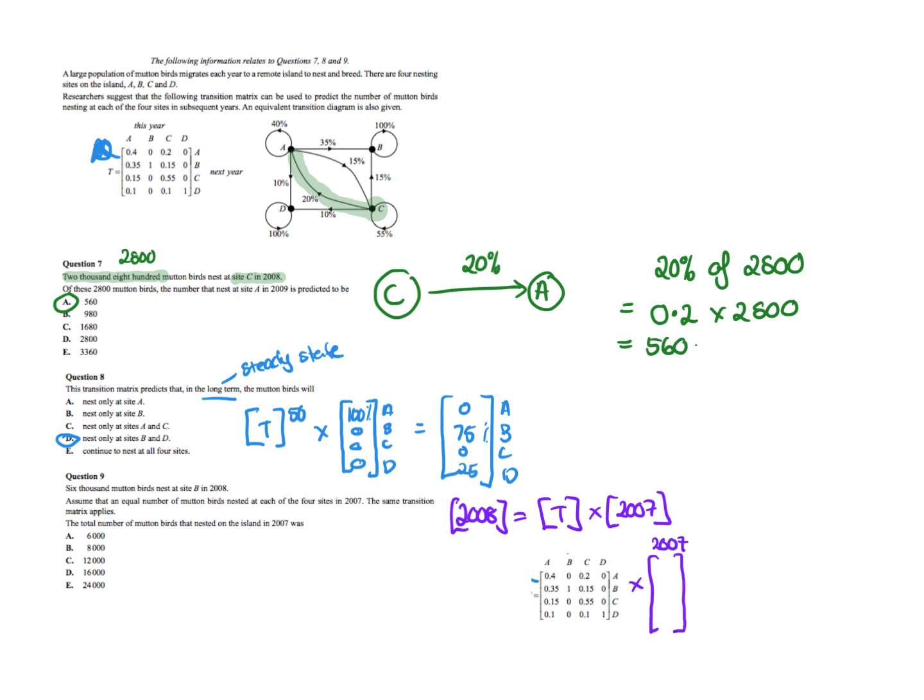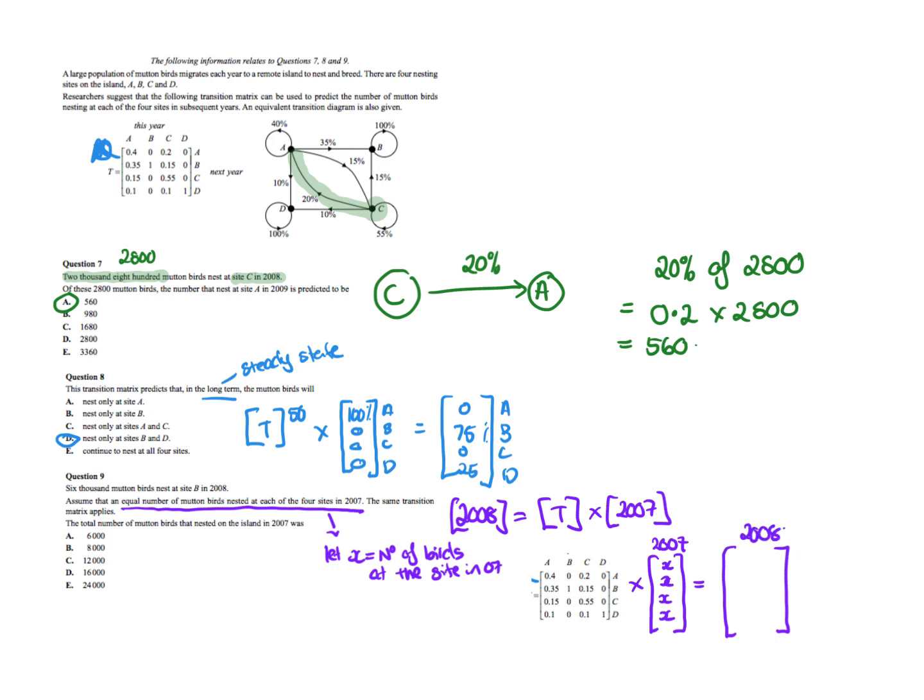Now what they said to me, they said there was an equal number of mutton birds at each of the 4 sites in 2007. So I don't know how much there is, but I know it's the same. So I'm going to say it's X. So here I'm going to say let X equal the number of birds at the site in 07, okay? And obviously we know when we times that like that, we get 2008.